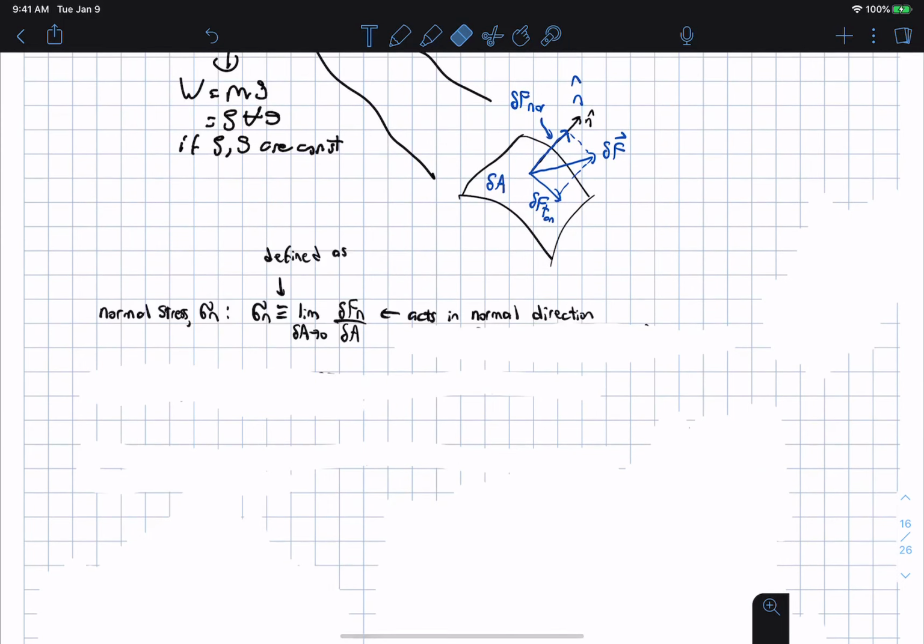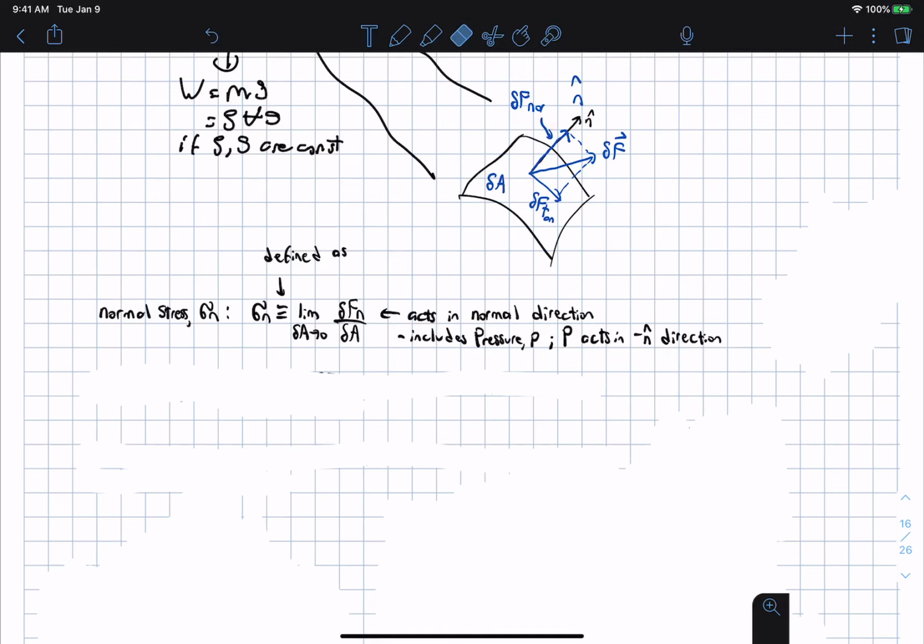Then the normal stress, which I'll define with sigma, sigma n, is just delta F in the normal direction divided by delta A. If you see this equal sign with three bars, that means defined as. Some of you have seen that, some of you may not have. This normal stress includes pressure. There's also a viscous stress in the normal direction, but pressure pushes on the surface.